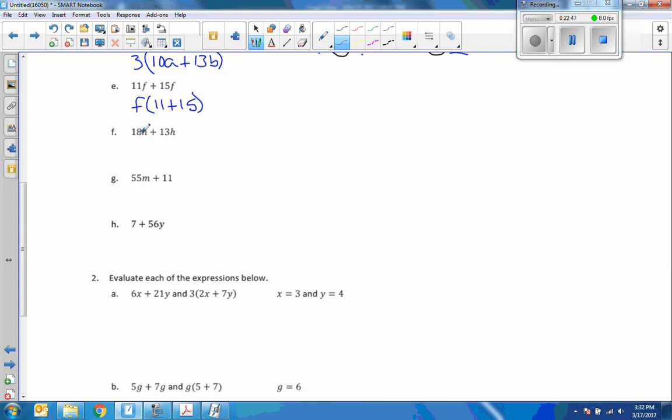Here 13 is prime, 18 is a multiple of 3 and 2 and 3. So a 2 times a 3 times a 3 is 18. But this is 1 times 13, nothing in common. But they do each have an h, so that is my common factor in this case, leaving the numbers behind as the uncommon factors.